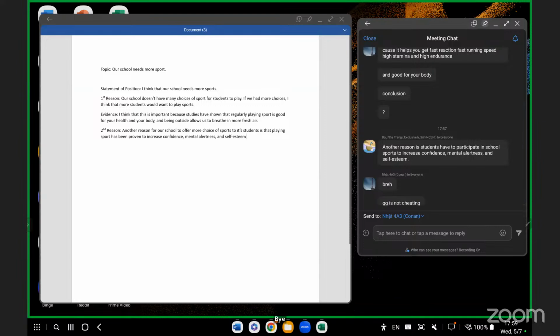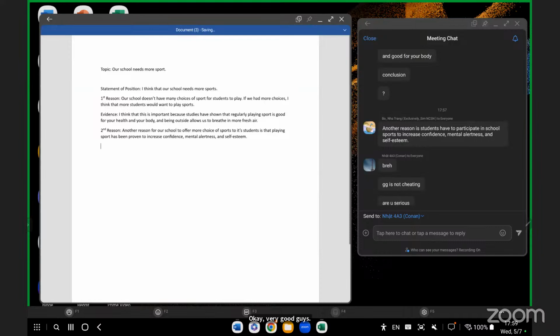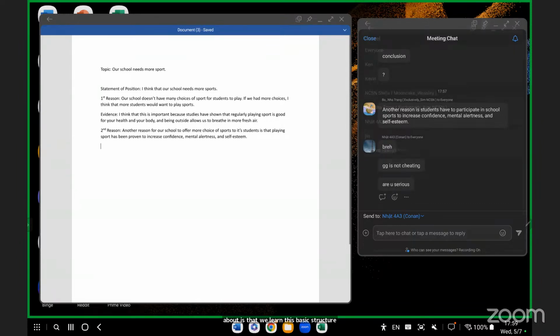Okay, very good, guys. Hey, there's no cheating in this today, because all I care about is that we learn this basic structure. That's the important thing today. So if we all learn that, it doesn't matter if we look on the internet for the answers to the questions, we just need to make sure we know the structure.